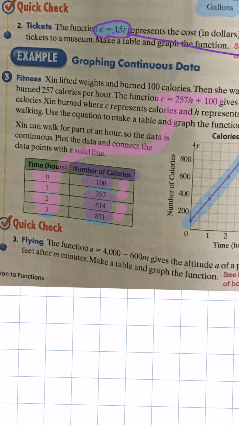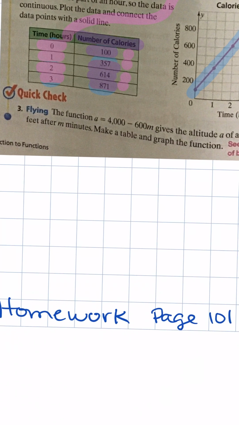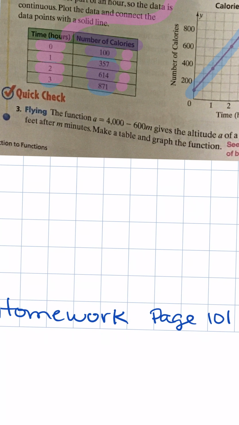So now what we'd like you to do is try this one. The function A equals 4,000 minus 600m gives the altitude of a plane in feet after m minutes. Make a table and graph the function. Try that one on your own. Come back and see me when you're done.